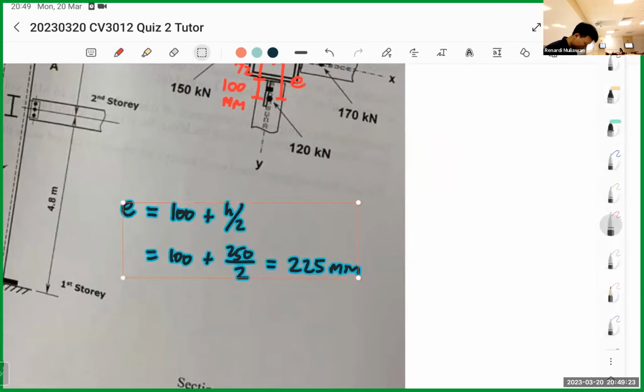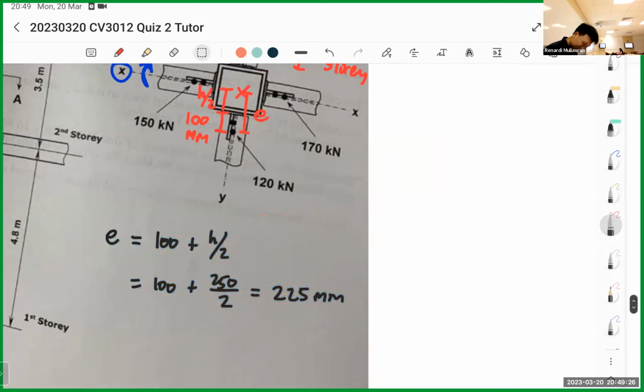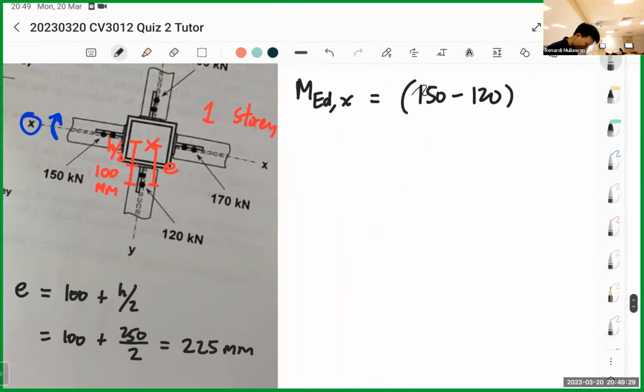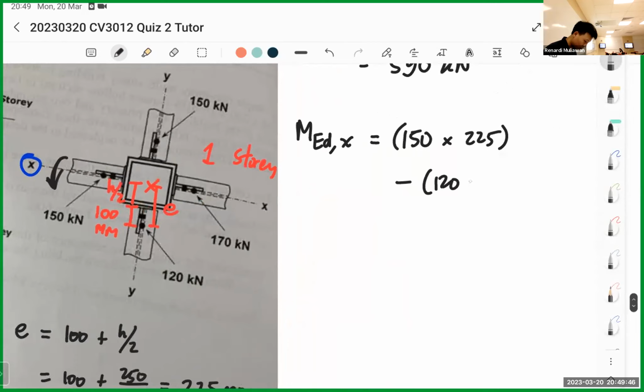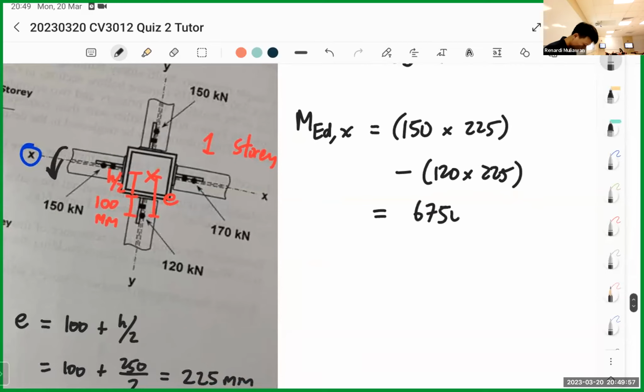Okay. So that's eccentricity. Now what? So you find the moment. I'll make it the full form. So it's 150 multiplied by 225. So that's the moment this way. Now you will find the moment the other way, which is different. So with minus 120 times 225. So that's 6750, yes. Kilonewton meters.